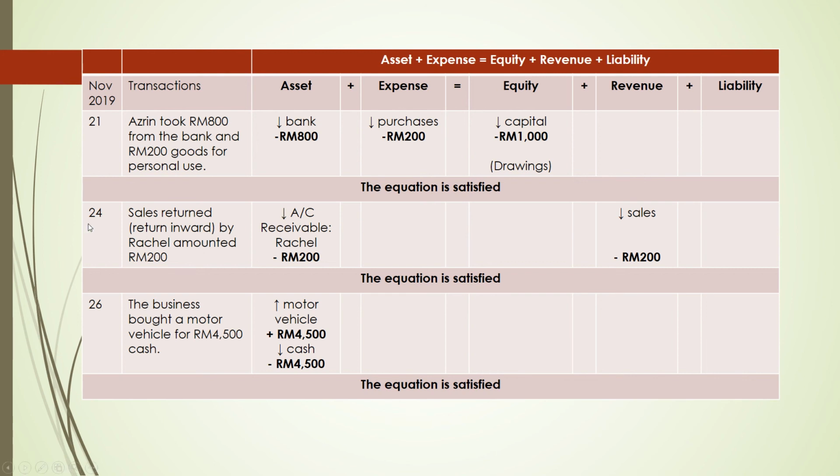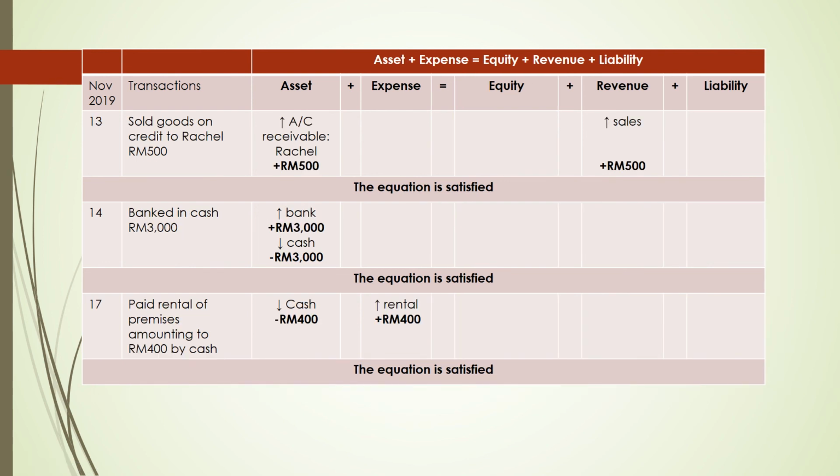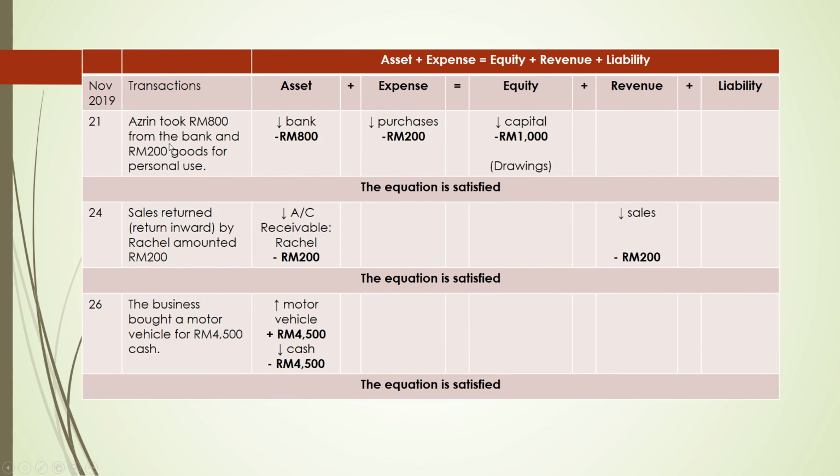Next, 24. Sales return, also known as return inward, by Rachel. Rachel is the debtor, yeah? As you still remember, Rachel has one transaction with the business on 13 November, whereby the business sold goods to Rachel on credit, 500 ringgit. Okay, but on 24th, Rachel returned the goods to the business amounting to 200 ringgit.